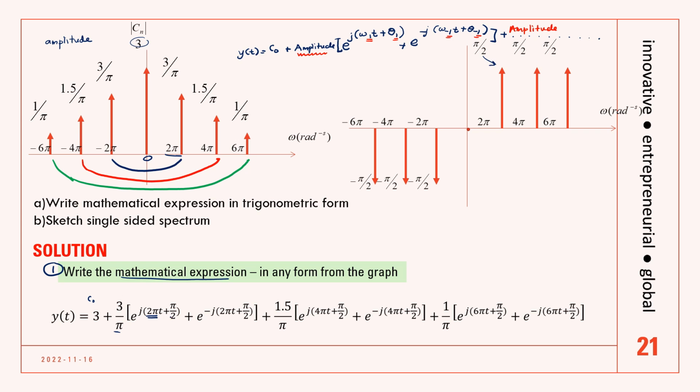So pi over 2. And then this is always related to this. So minus exponential minus j 2 pi t. Okay, still 2 pi t, minus 2 pi t, and minus in front here. And then minus pi over 2, but you already bring the minus in front, so it's going to be positive pi over 2, and so on. Okay, so you can come out with this equation by looking at both graphs.